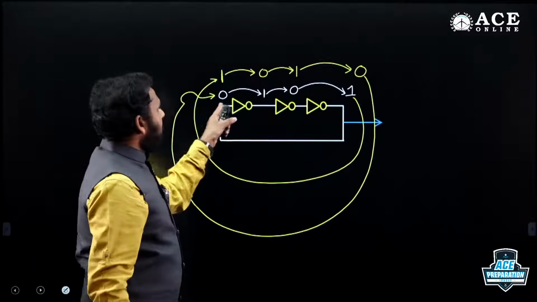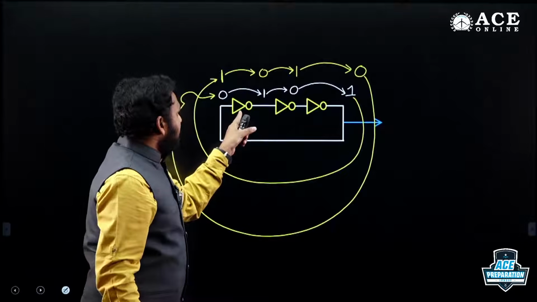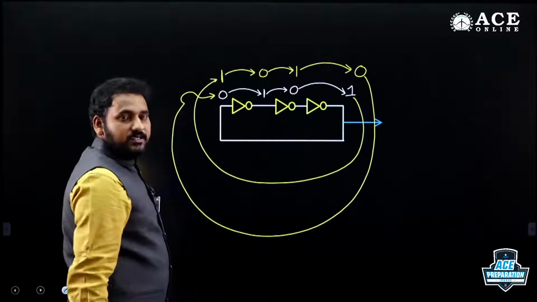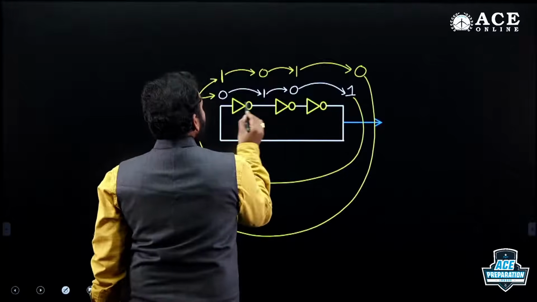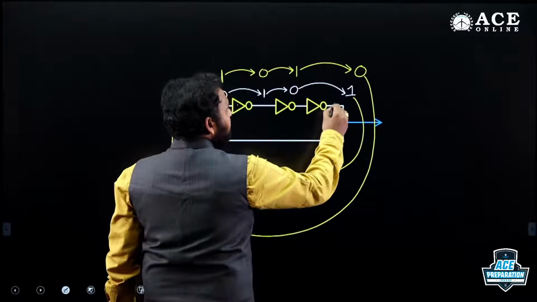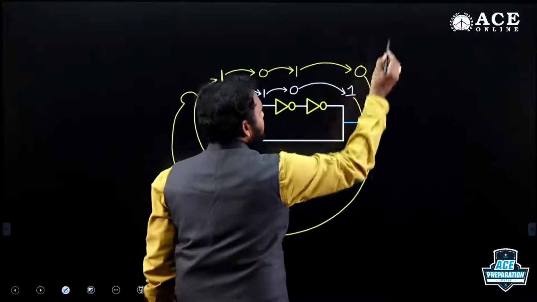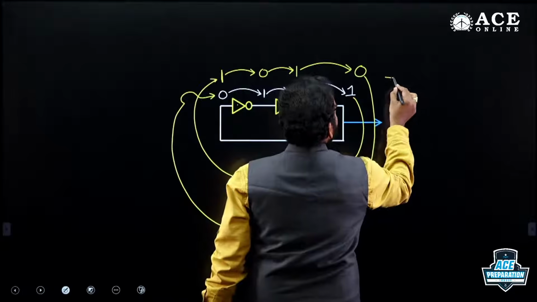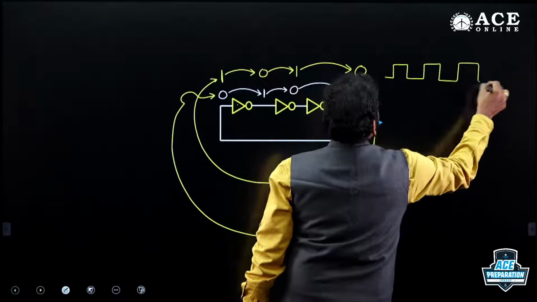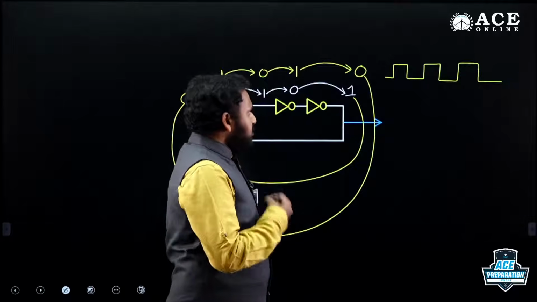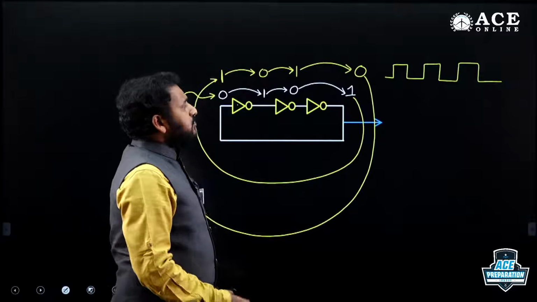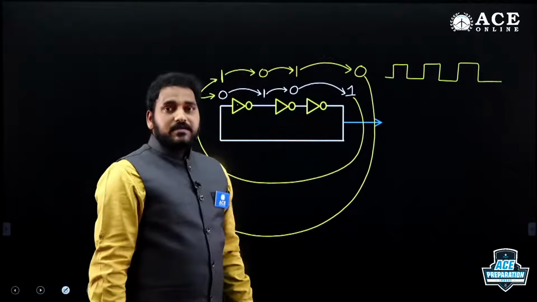By assuming 0, what will happen? After TPD, the propagation delay provided by the selected logic gate, after 3 TPD, again the output will change from 0 to 1, 1 to 0. That means the output is a square wave. We can call it a square wave generator, also called a ring oscillator. So, we are getting a square wave at the output.